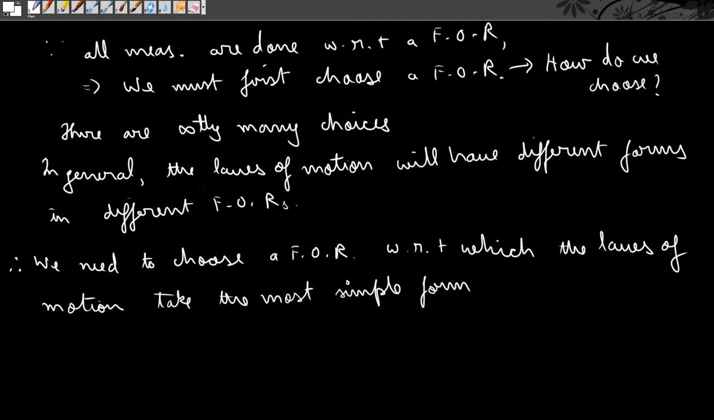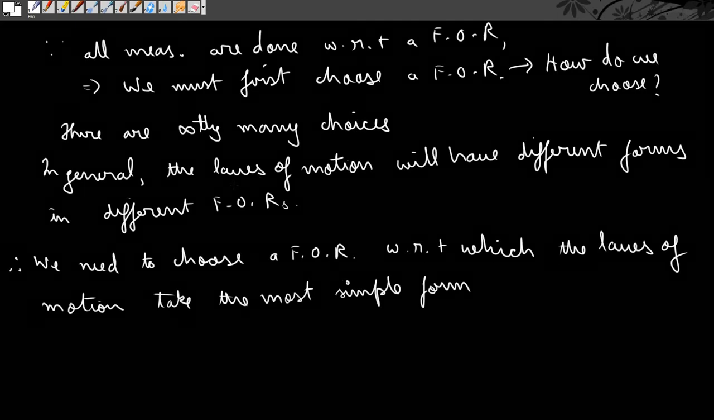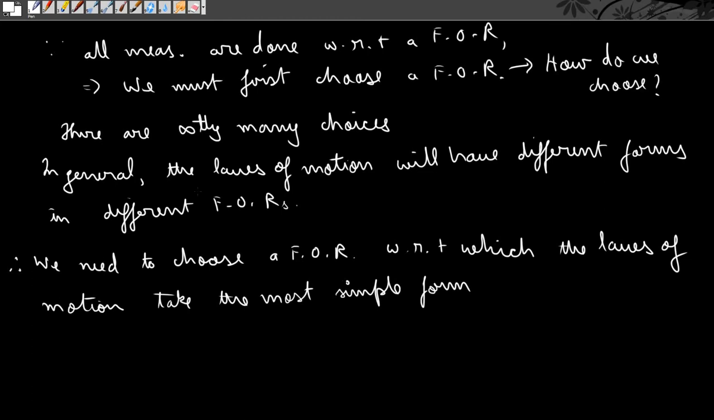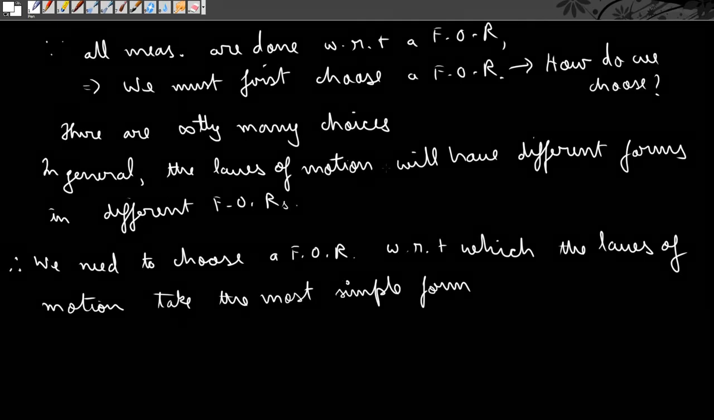Why? Because different frames of reference will have a different form of laws of motion, or a different structure of the equations which describe the laws of motion. In some frames of reference these equations will be complicated, whereas in some other frames of reference these equations will be quite simple. So therefore, naturally, we should try to choose a frame of reference with respect to which the laws of motion take the simplest equations possible.